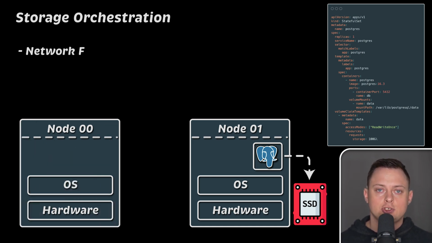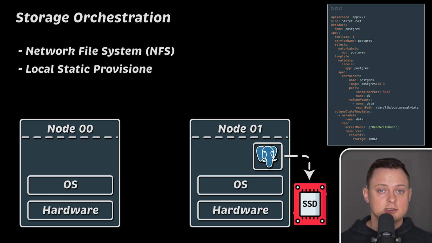There are many storage options available, such as network file systems. For high performance, you can use a local static provisioner with fast local SSD disks. This option is particularly useful with Apache Kafka, as its bottleneck is the speed at which it can write and read data from the disk.